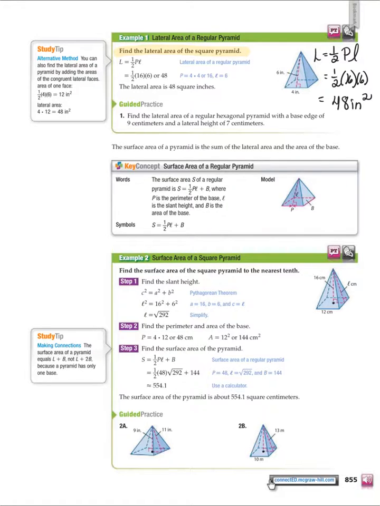Okay? Now let's look at guided practice number 1. Turn off the video, if you will, and see if you can do the guided practice by yourself. And then we'll do it together.